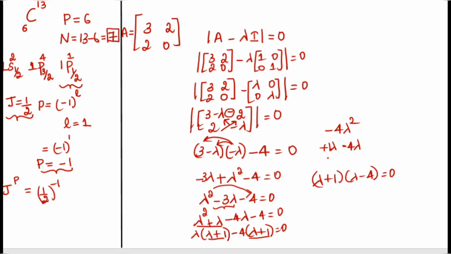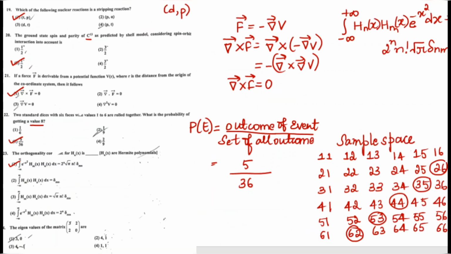One by one I'll equate to 0. So lambda plus 1 equal to 0 means lambda is equal to minus 1, and lambda minus 4 equal to 0 means lambda is equal to 4. Yes, here lambda is nothing but the eigenvalue. We got two eigenvalues, that is minus 1 and plus 4. Let us go back to the slide. The correct option is 4, minus 1.